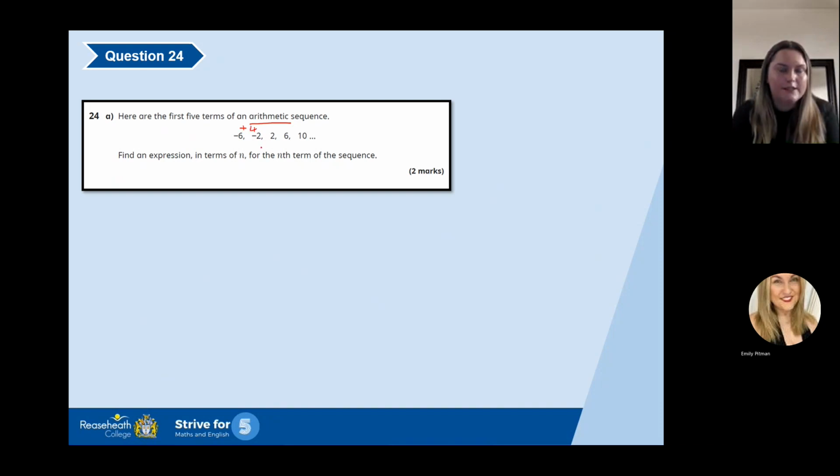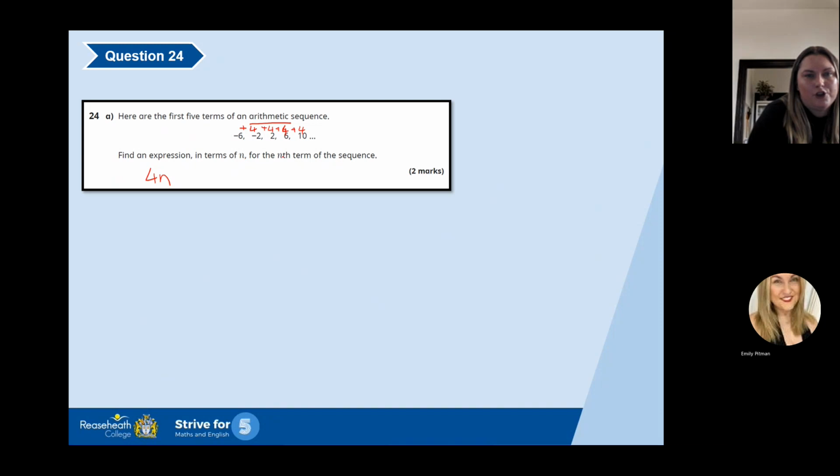I can work that out on the calculator. What's the difference between -2 and 2? It's 4. 2 and 6, again it's 4. 6 and 10, it's 4. Okay, so I know the sequence is just adding 4. But it wants me to put this in terms of n, so I know it's 4n because it's going up in 4s.